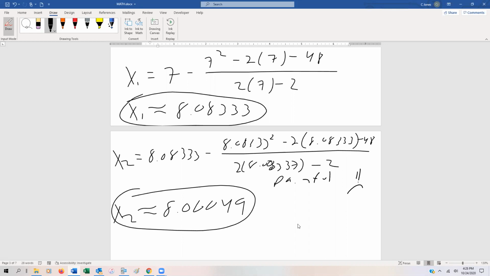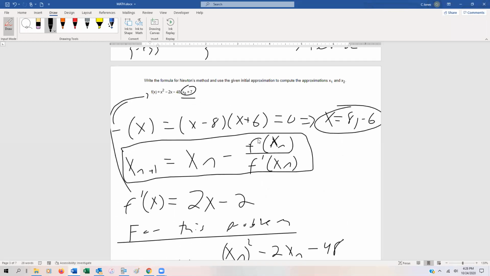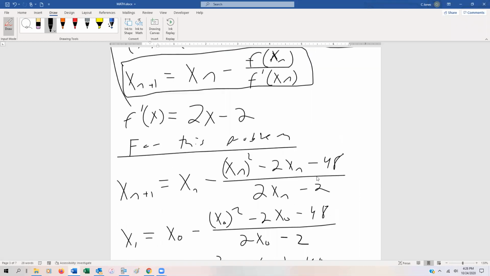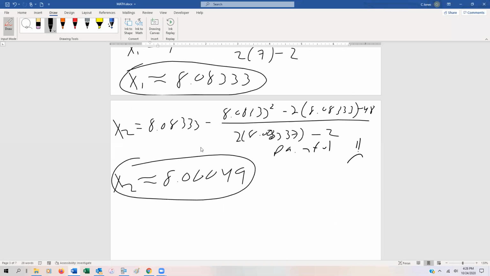Should the answer be 8? Because remember at the very beginning of the problem, didn't we solve this analytically? And we just factored it and we got 8. So doesn't it make sense that our answer should be getting closer or converging towards 8?